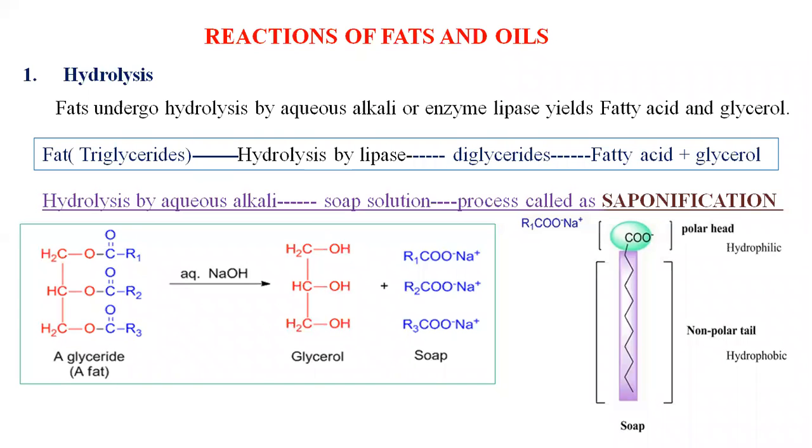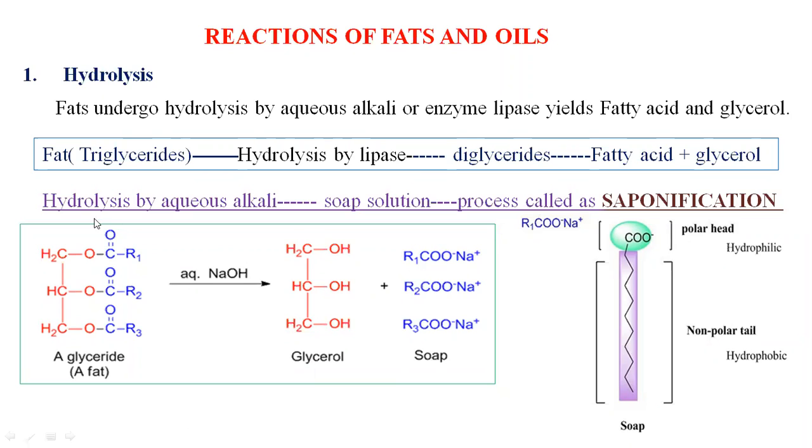Next, hydrolysis by aqueous alkali. When a glyceride or fat reacts with aqueous alkali, which is NaOH or KOH, it splits into a glycerol molecule and a soap. When fats undergo hydrolysis in the presence of aqueous alkali, a soap solution is produced. This process is called saponification. The formation of a soap solution by the hydrolysis of fats is called saponification.